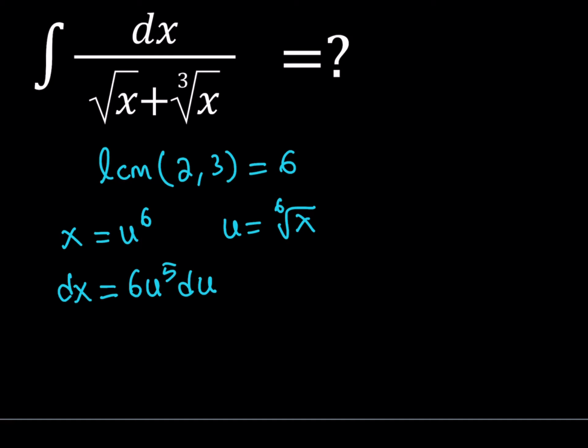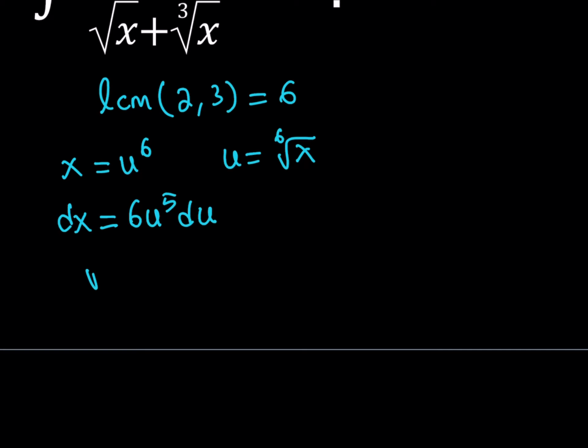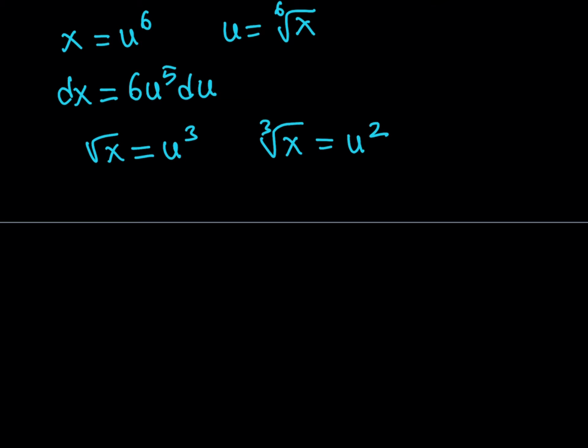So what about square root of x? Well, if you take the square root of x, you're going to be getting basically u cubed. And if you take the cube root of x, you're going to be getting u squared. All right, great. Now, let's go ahead and replace the expressions with those, and let's see what we get from here. So we have the dx. dx will be replaced with this. So let me show you here. This is what dx is equal to, and then I'll make the other replacements as well.